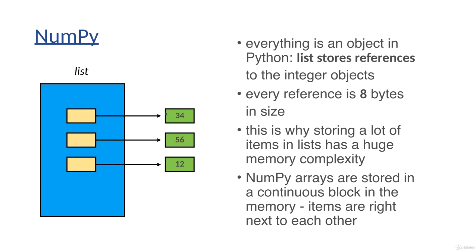The first one is pointing to an integer object with value 34, the second is pointing to an integer object with value 56, the third is pointing to an integer object in a different location in the memory with value 12, and so on. So this is a huge difference between Python's built-in list data structure and NumPy arrays. So NumPy arrays are way more efficient than Python's list data structure.